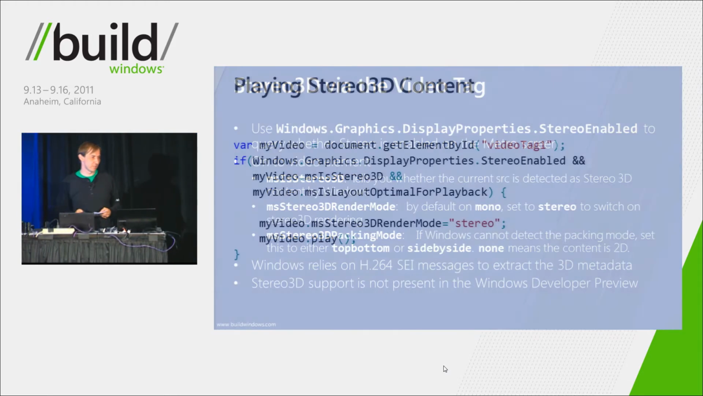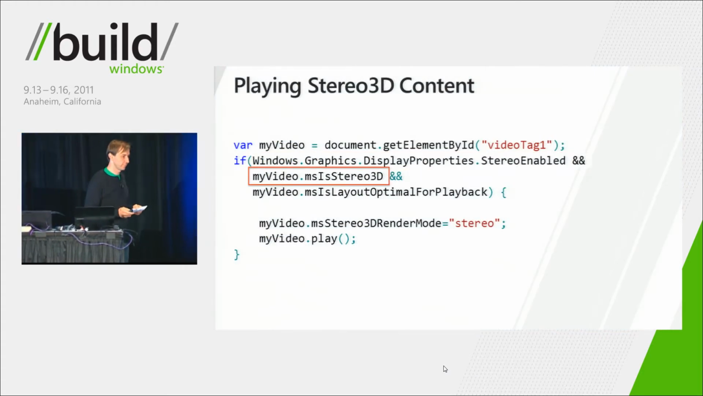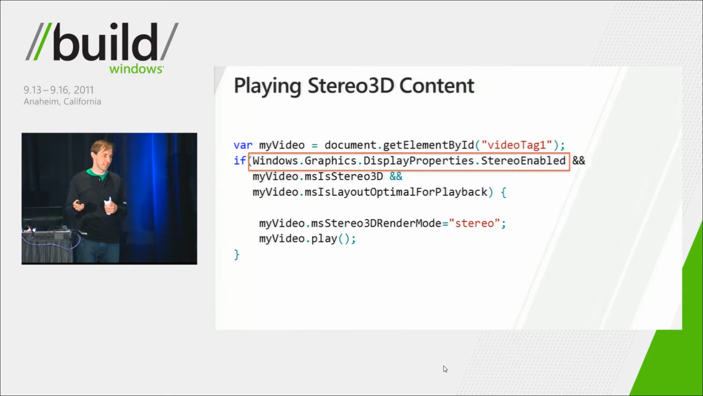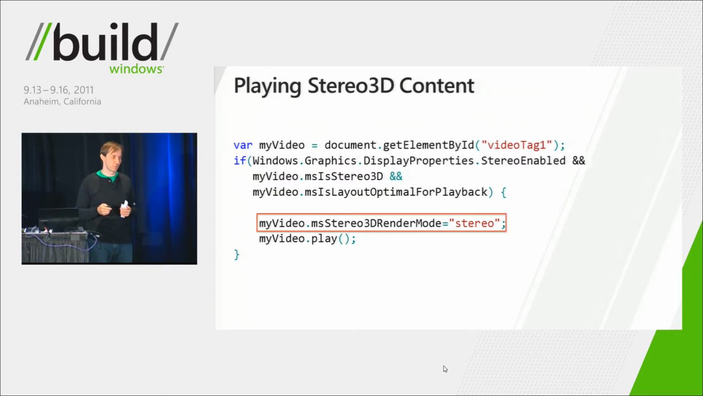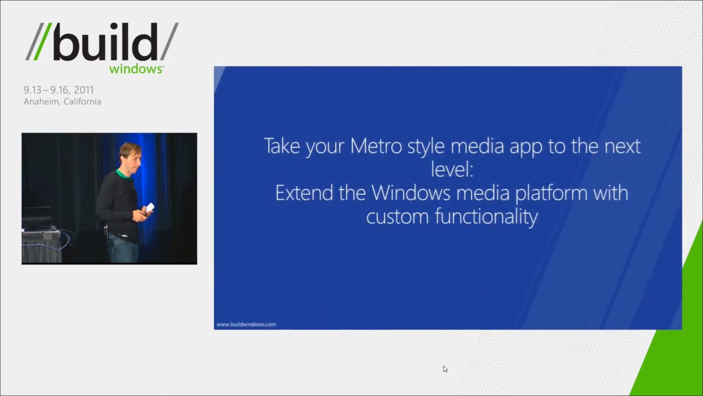So this takes us to the short slide that I said, really 3 lines of code: checking for whether stereo is enabled, and then checking whether the video that we're handling is stereo 3D content, and then we switch it over to stereo and play.